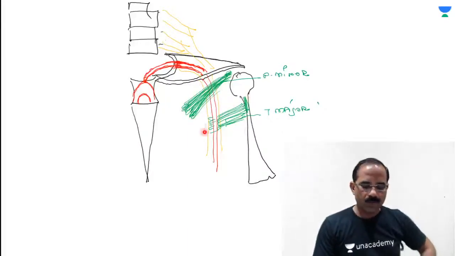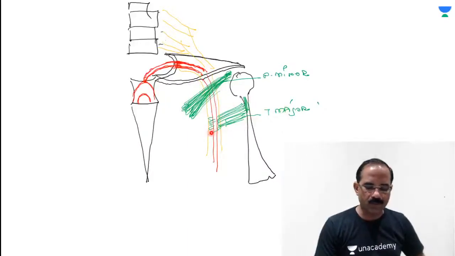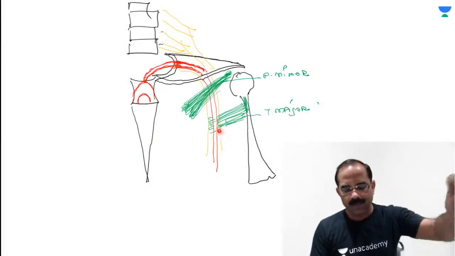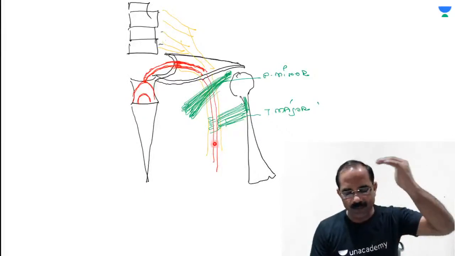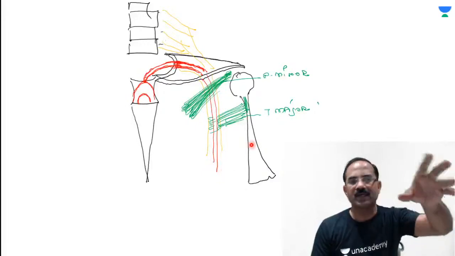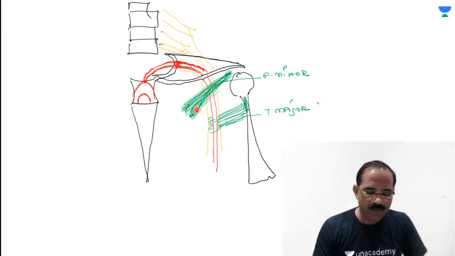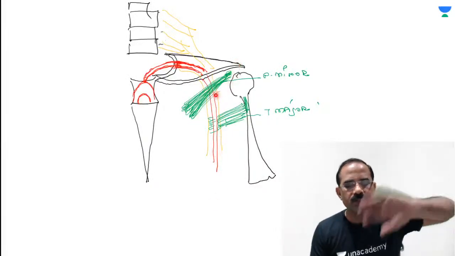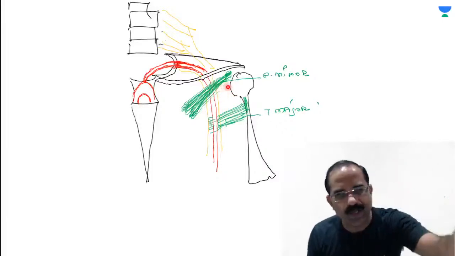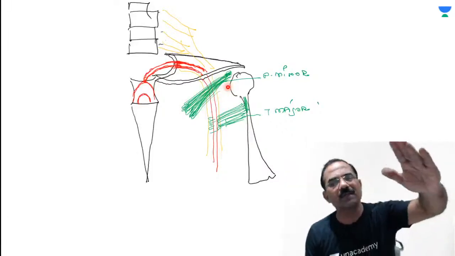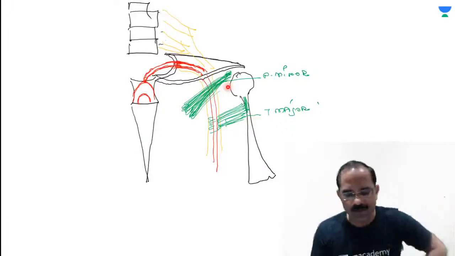At the lower border of this muscle, what is this lower border of teres major? It now becomes what? Who is this now? The brachial artery. This is now the brachial artery. Tell me, students, what is the relation of this pectoralis minor with the axillary artery? Where is the pectoralis minor with respect to the artery? It's in front. The artery is behind the pectoralis minor.